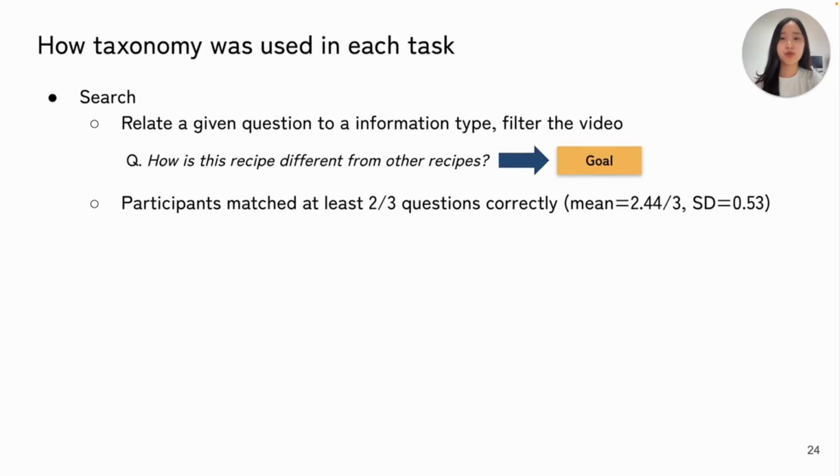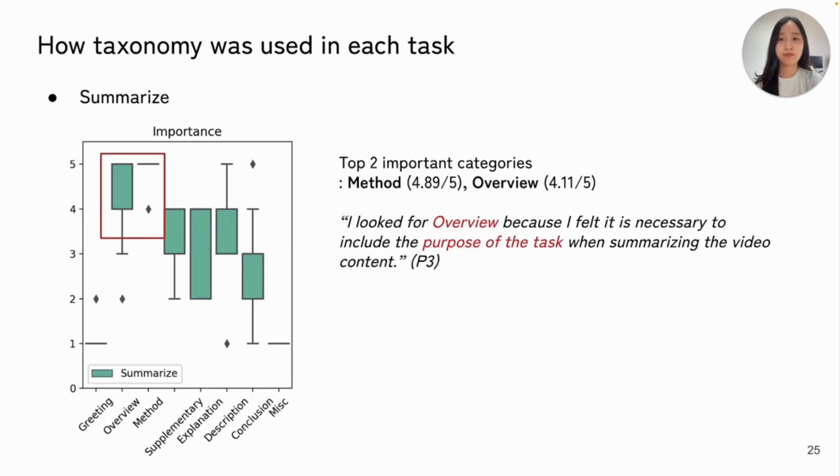Here's how the taxonomy was used in each task. In the search task, the participant's strategy was to relate a given question to an information type and filter the video according to the type. They matched at least 2 out of 3 questions correctly.